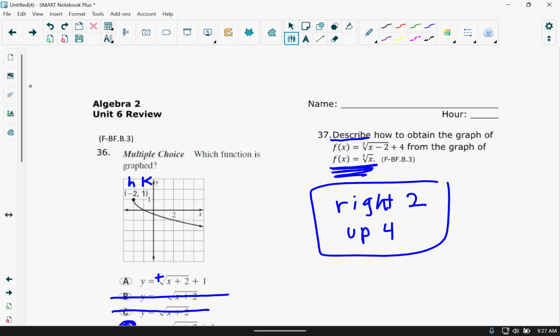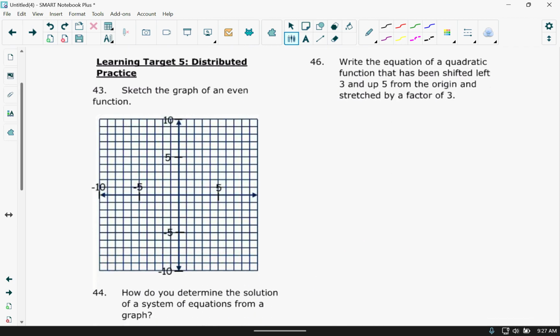And I think, here we go. So 43 says sketch the graph of an even function. Remember what an even function looks like? An even function is when the y-axis splits it in half. So if you draw a graph that looks like a V shape or a U shape, and the vertex is on the y-axis, that is going to be an even function.